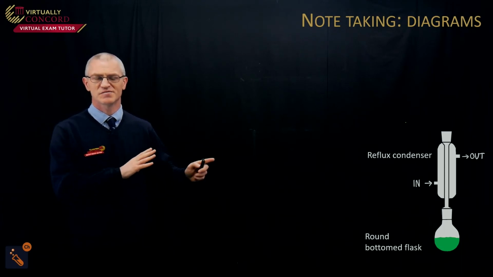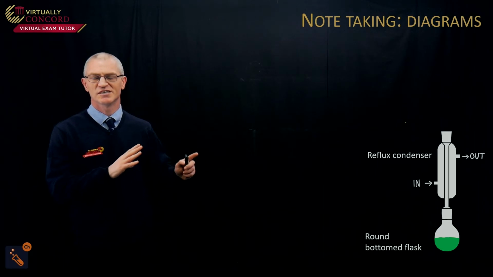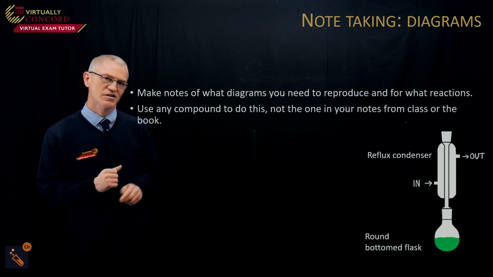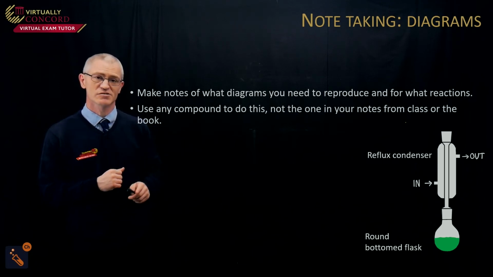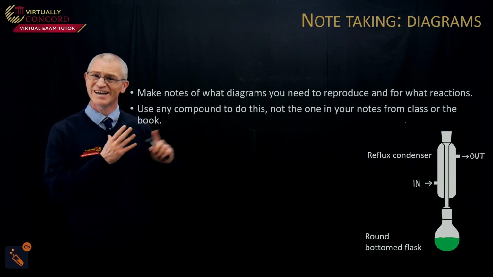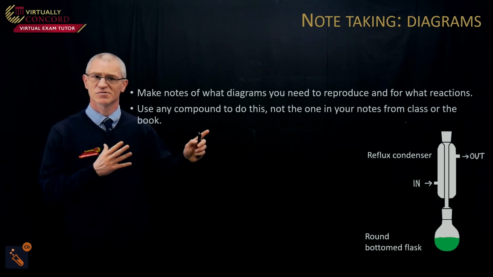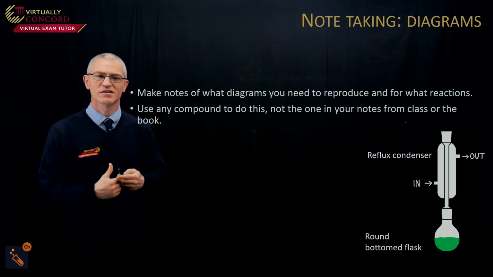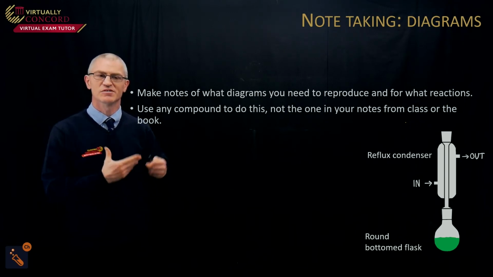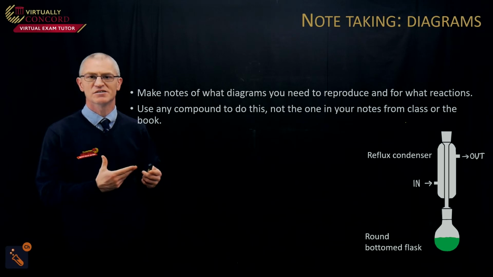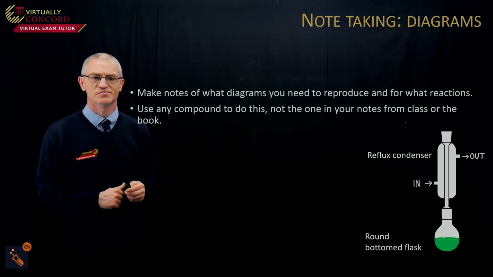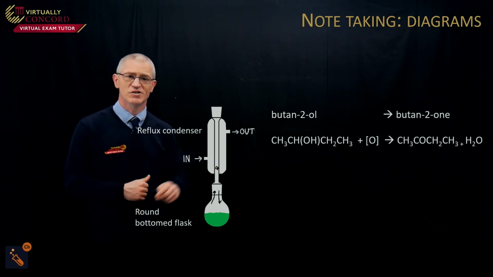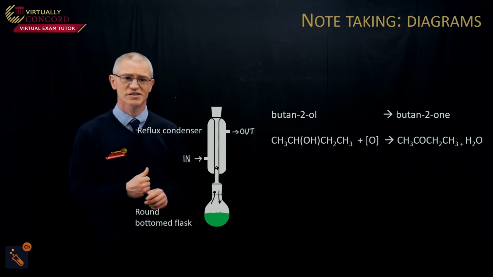So this is a picture of the setup. But how can we make the picture of the setup into something much more worthy in terms of revision? So first of all, I need to make notes of the diagrams that I need to reproduce and for what reactions. But then I use any compound to do this, not the one in your notes from the class or the book, something you've made up. Okay, chemistry is like that. You can just make up different molecules, and it's much better and helps you learn. So let's bring that over here, and then let's start doing it. And again, this is written out by myself. Again, it's just like I'm writing out notes.